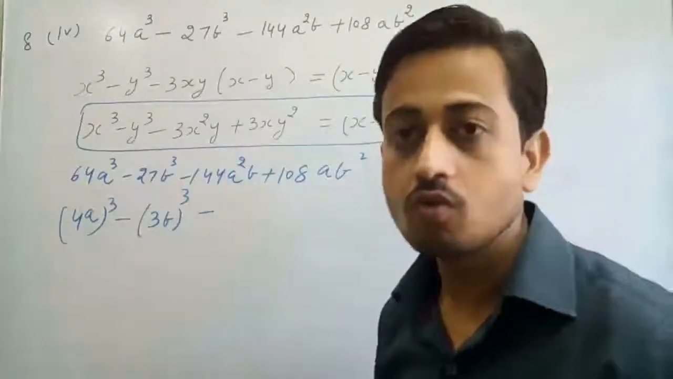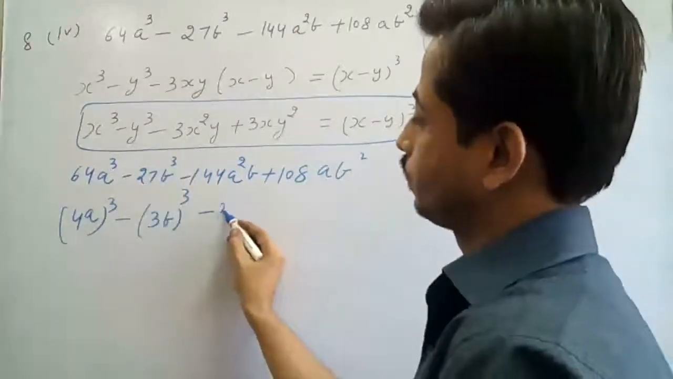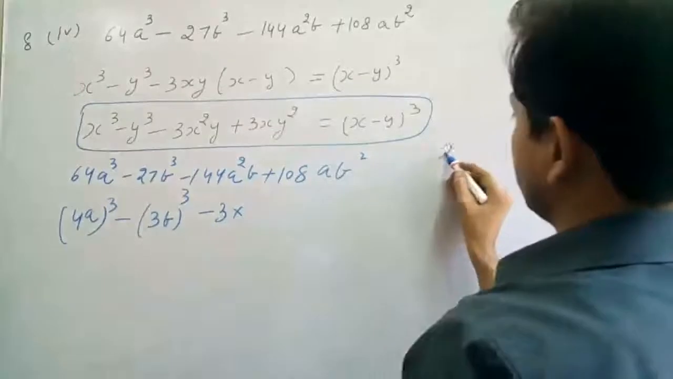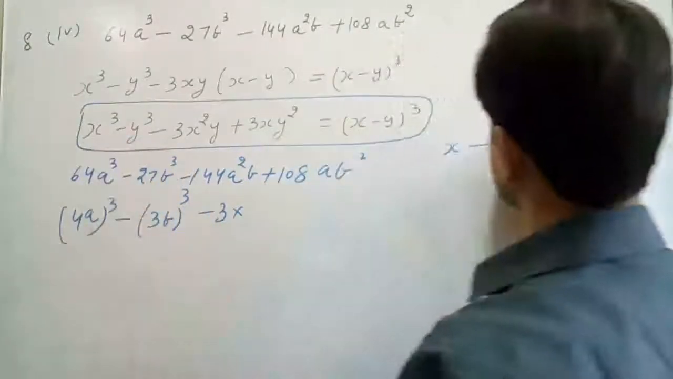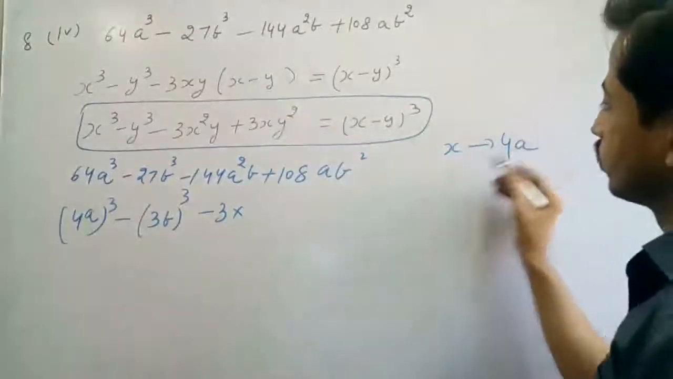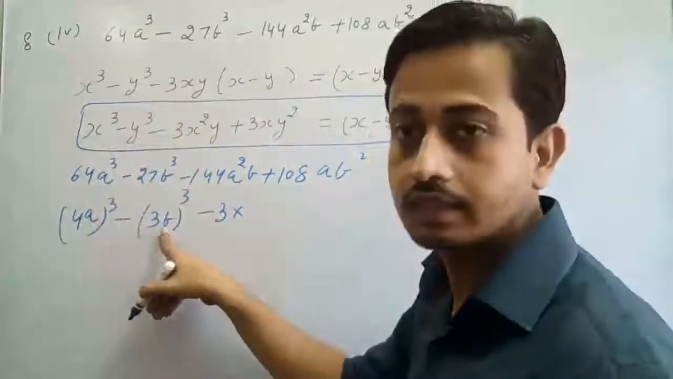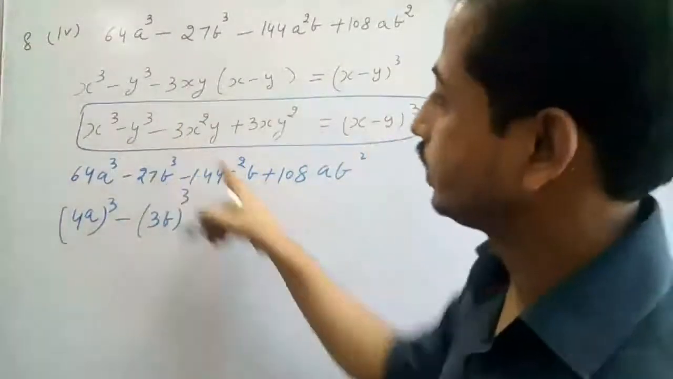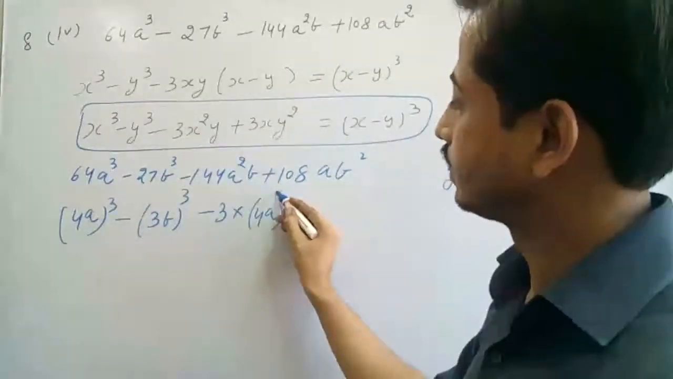Now according to the format, what is 3 multiply x? X is what? To comparison, x is your first term. First term is here 4a. So we get x is equal to 4a, and y is your second term. Y is what? 3b. So we get y is 3b. Now put 3 into x. X is what? 4a, and square as it is.